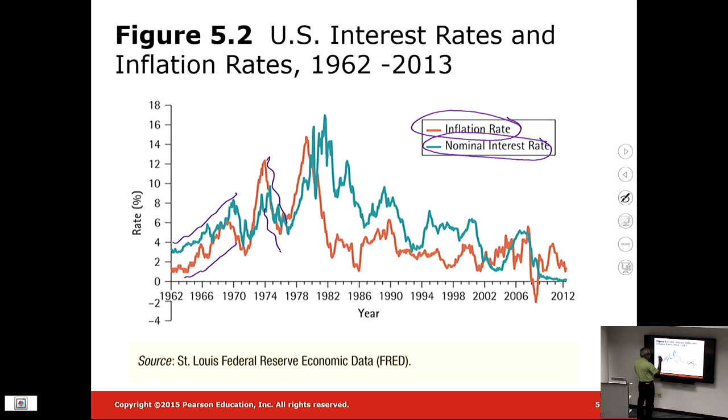What you also see is that the difference between nominal and inflation, which is the real interest rate, essentially this gap, is generally pretty small. So the real interest rate is generally pretty small, and it is pretty steady. Occasionally it widens, but generally speaking, that gap is a pretty steady number, which tells us that the real interest rate is much more stable.